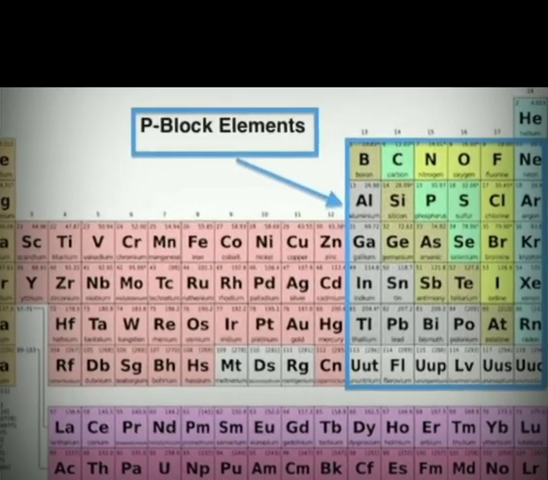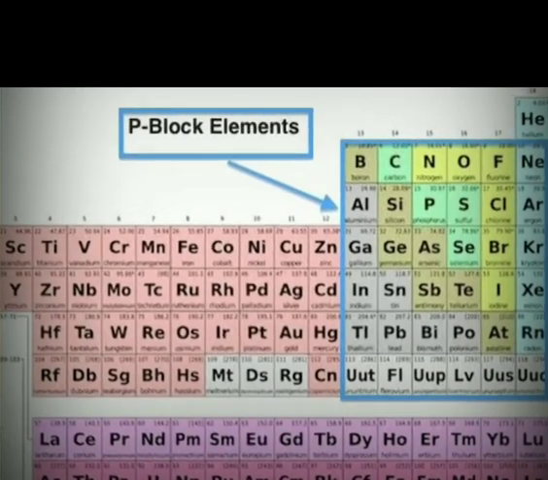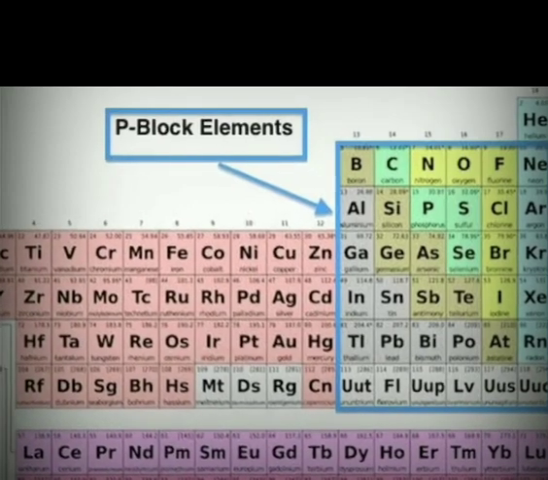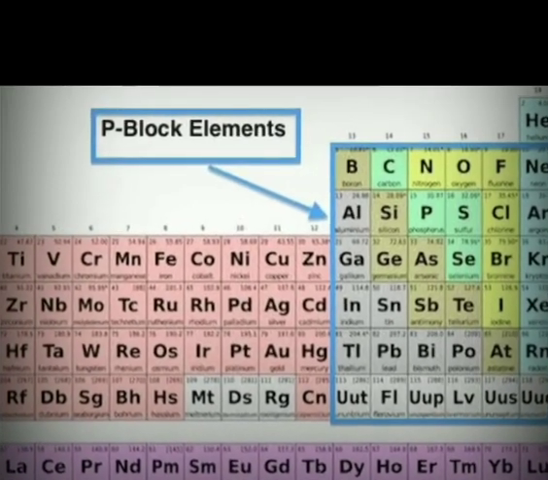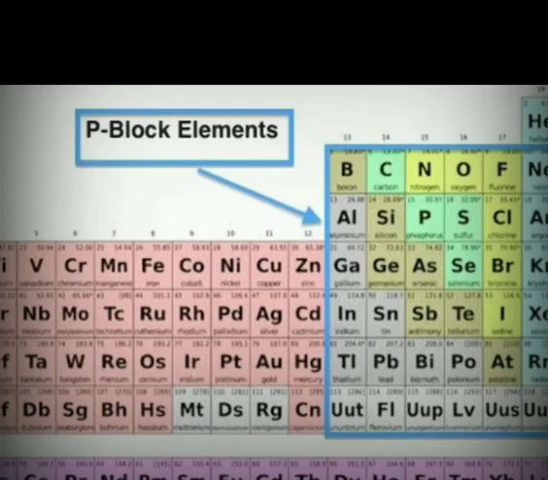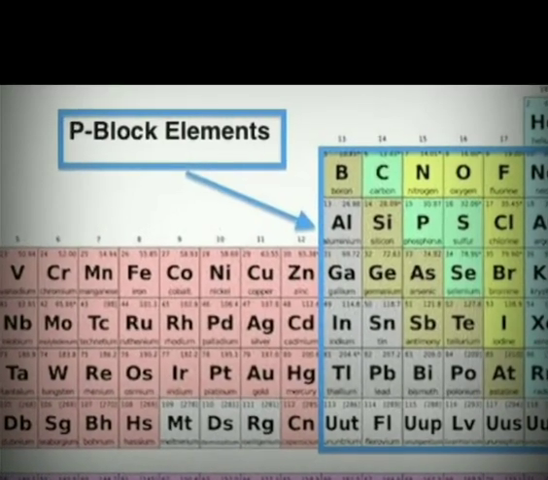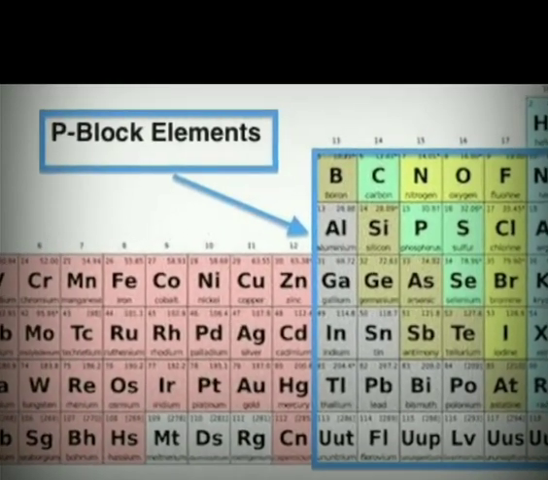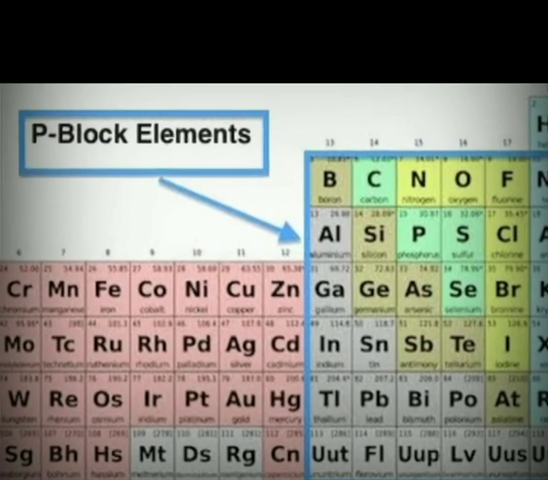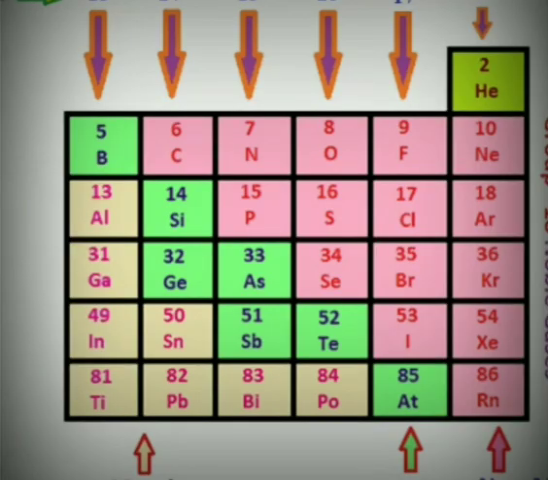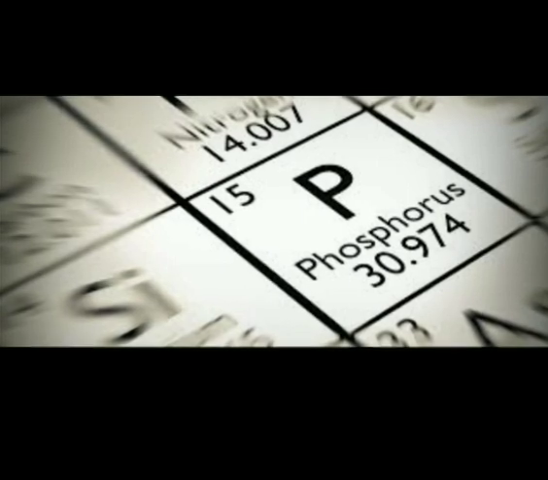Hello students, in today's class we are going to study the second element of group 15. As you know, group 15 elements are well known by the name nitrogen family. Why? Because the oxides formed by the group 15 elements are acidic in nature and very suffocating. So the second element of this nitrogen family is phosphorus.